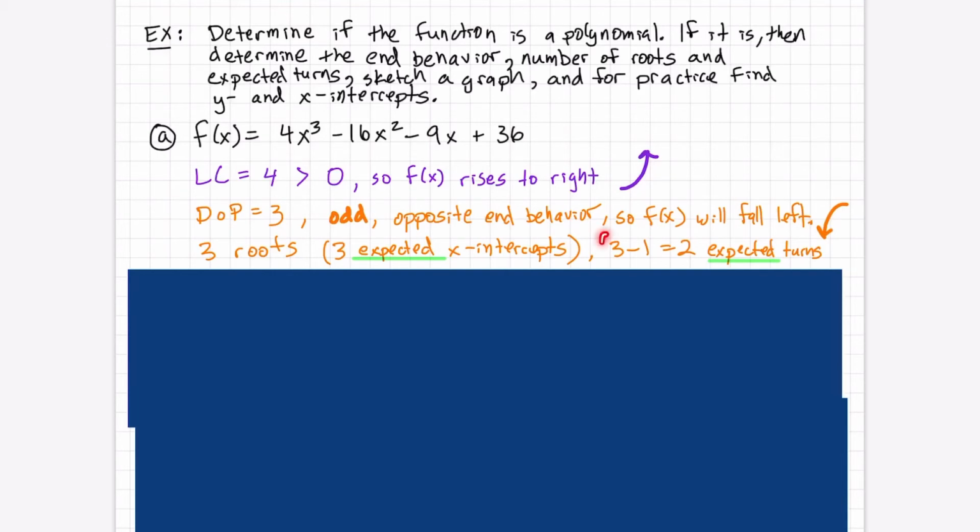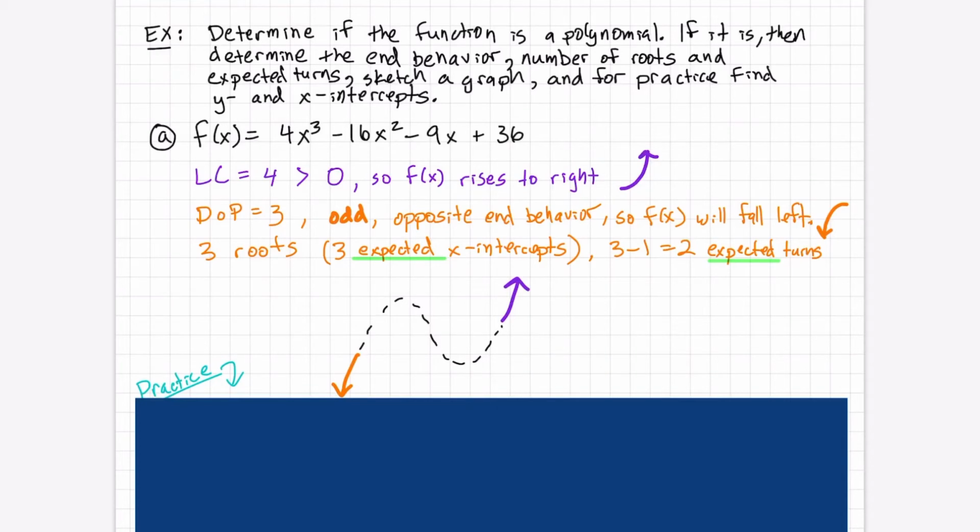And we're also expecting 2 turns. We know that we had cubics that don't even turn at all. We saw that with just the parent function x cubed. But we're expecting 2 turns, or that's the maximum number of turns. All right, so let's sketch our graph. And when we do, we get this. We know that's going to be rising to the right, falling to the left, and then we have 2 turns.